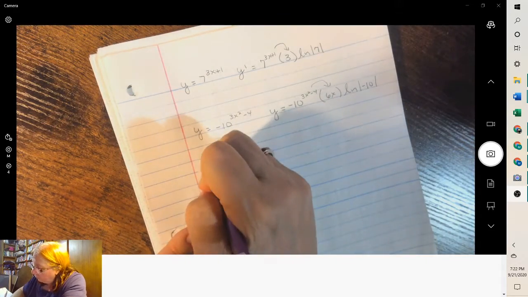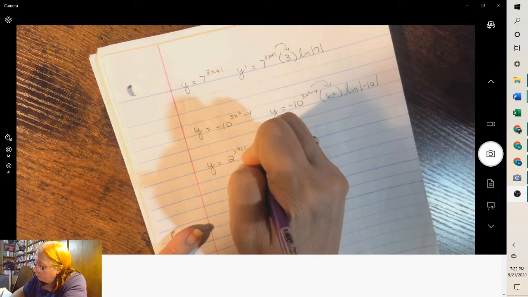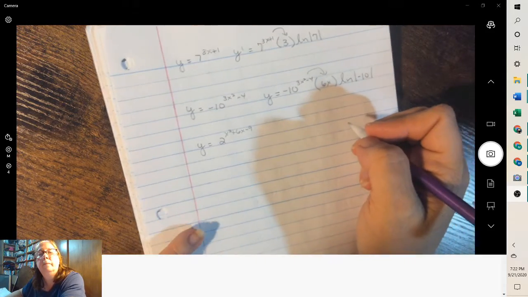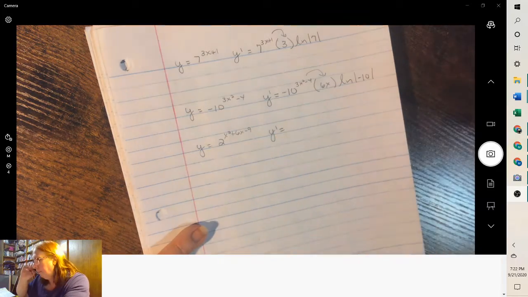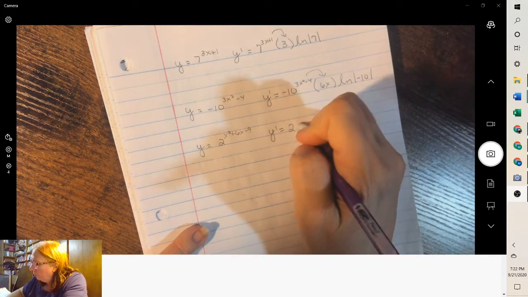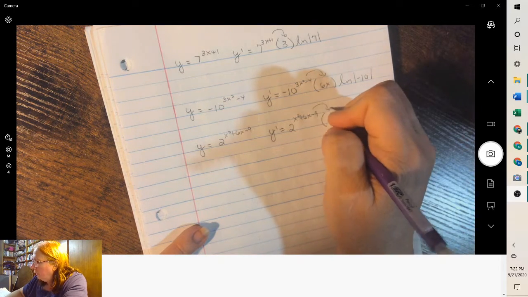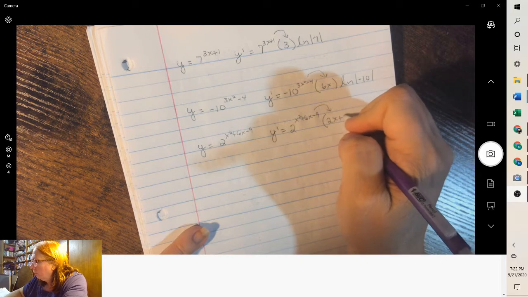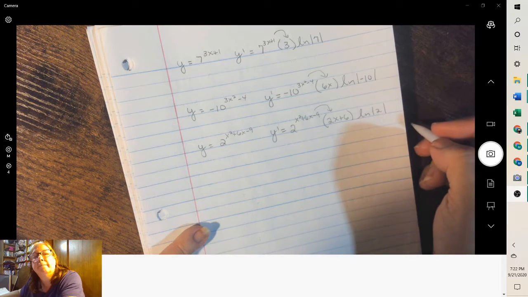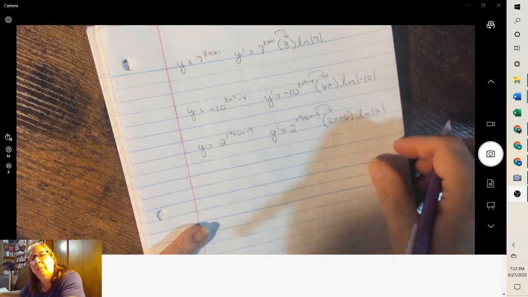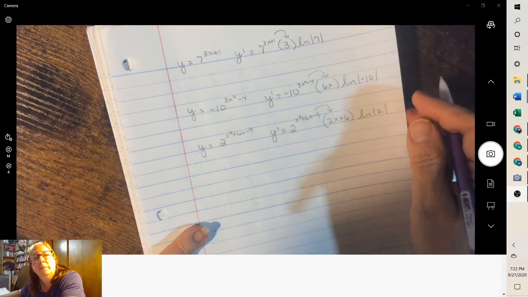Try one more. So y prime, original function, times the derivative of the exponent, times the natural log of the base. If you remember to do it in 3 parts, it's not too bad. Just think of your 3 parts and fill them in. That's all there is to that.